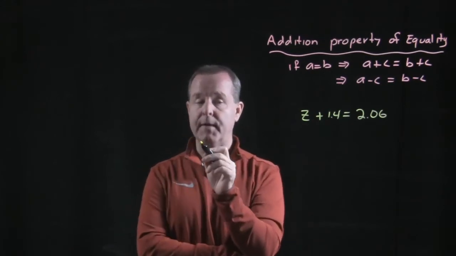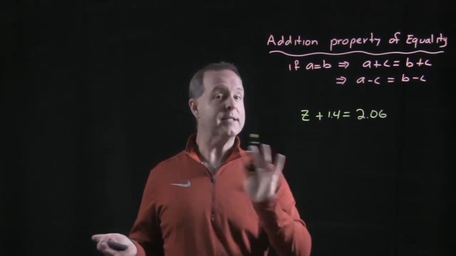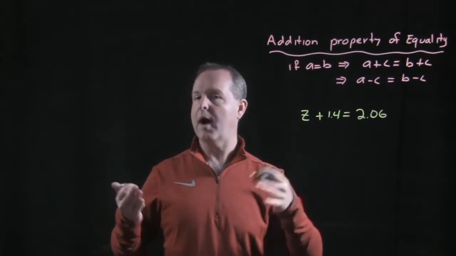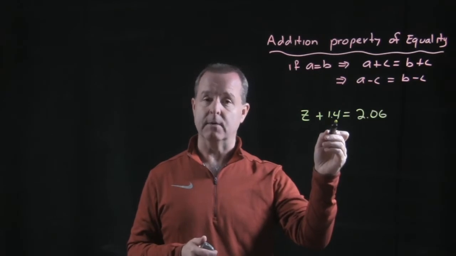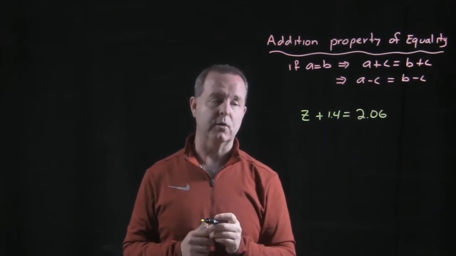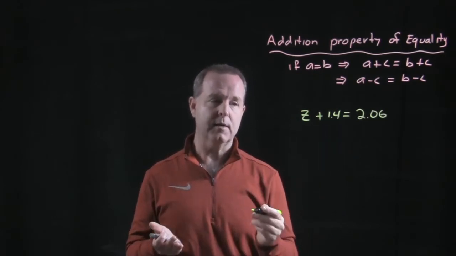Now notice I did a couple things. I used a different variable, and that's completely fine. X, Y, or Z are typically the ones we'll see the most. We can also deal with decimals. They don't have to be whole or natural or integer numbers. We can still do the same thing.